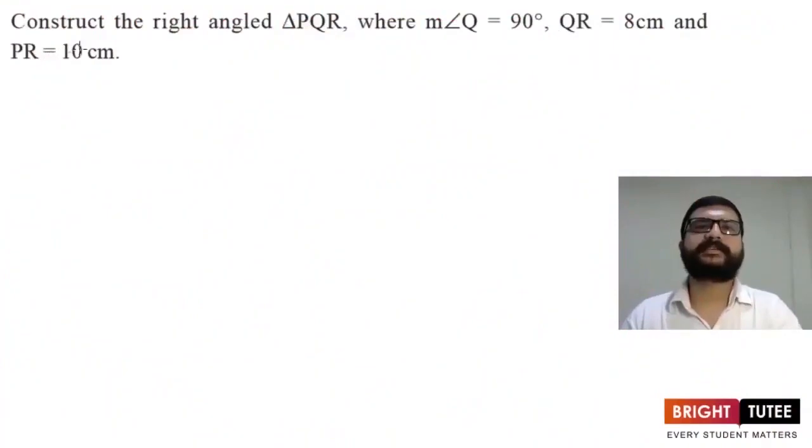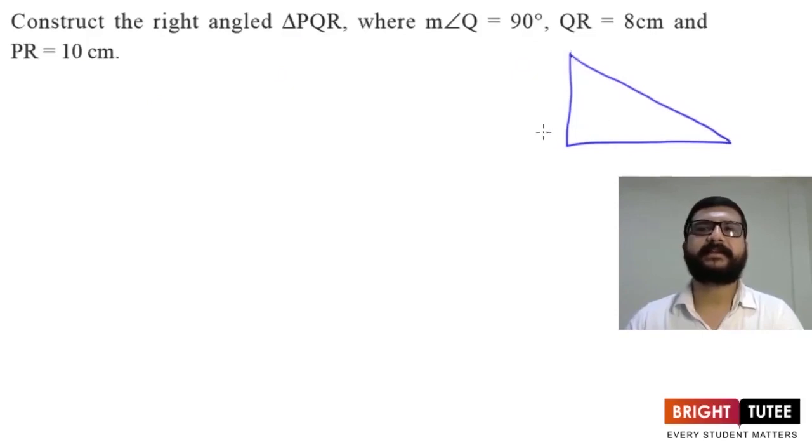Now the question here is, construct the right angle triangle PQR where angle Q is 90 degrees, QR is 8 centimeters and PR is 10 centimeters. So first of all we have to draw a rough sketch. Let's say this is a right angle triangle and it is right angled at Q. Then let's take this as P and this as R.